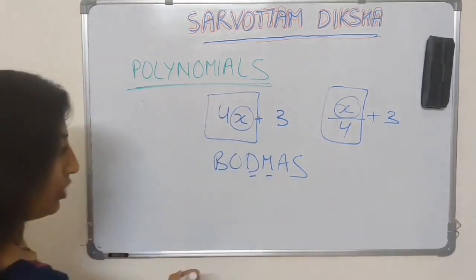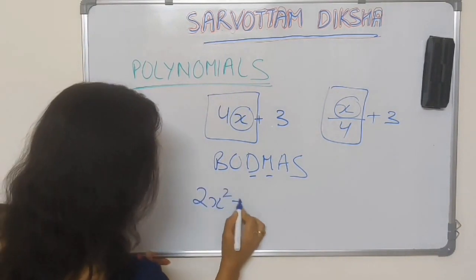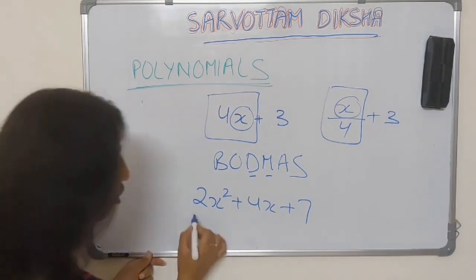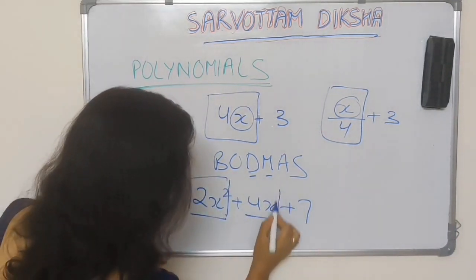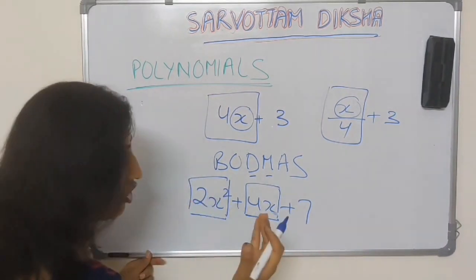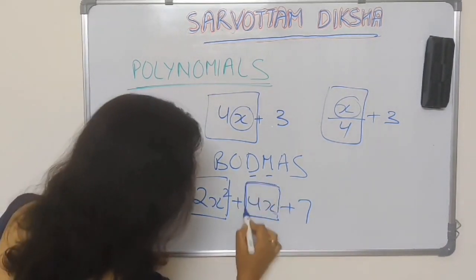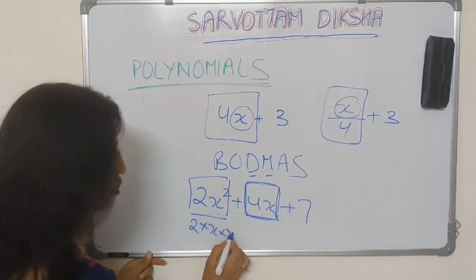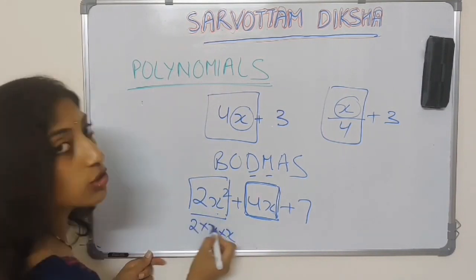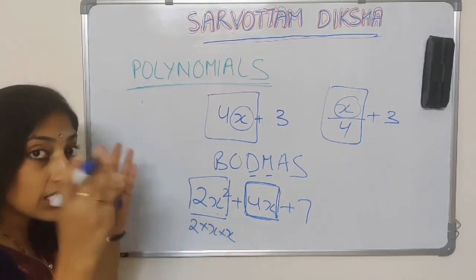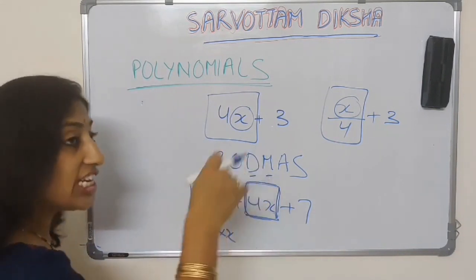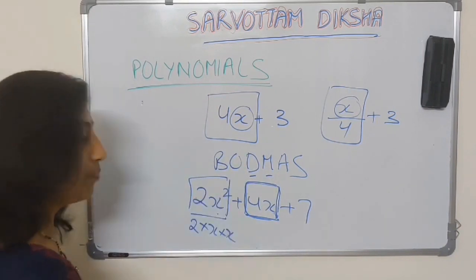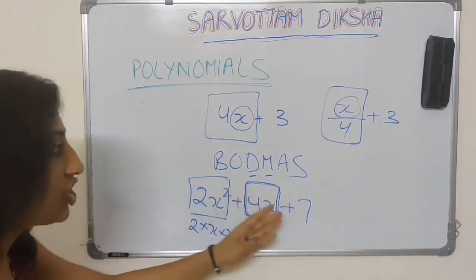Let me take one more example. 2x square plus 4x plus 7. Now if my x changes the value, both of these terms will get impacted. But change in value of x will impact 4x first. And here change in value of x, that is 2 into x, will impact 2x square first. So the first thing which is getting impacted because of change in value of the variable, we have named that particular quantity as a term. No doubt my entire expression will get impacted.